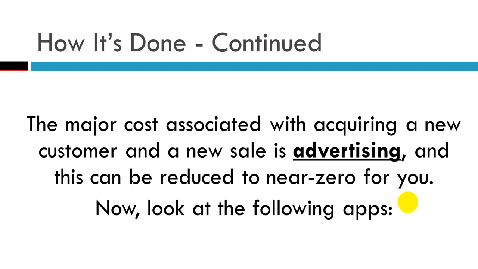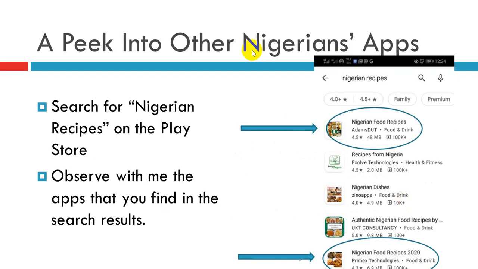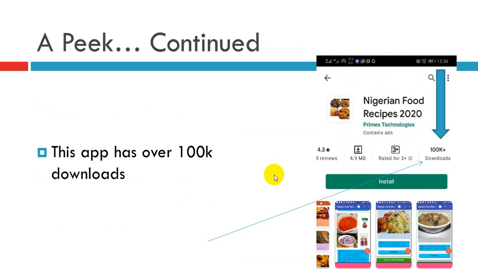Now look at the following mobile apps on the Google Play Store. If you make a search for Nigerian recipes, these are the apps that you're going to see. These are the results you would see. Take a look at this one. Nigerian food recipes has over 100,000 installs. Recipes from Nigeria has over 100,000 installs. This has over 10,000. This has only 100, and so on and so forth.